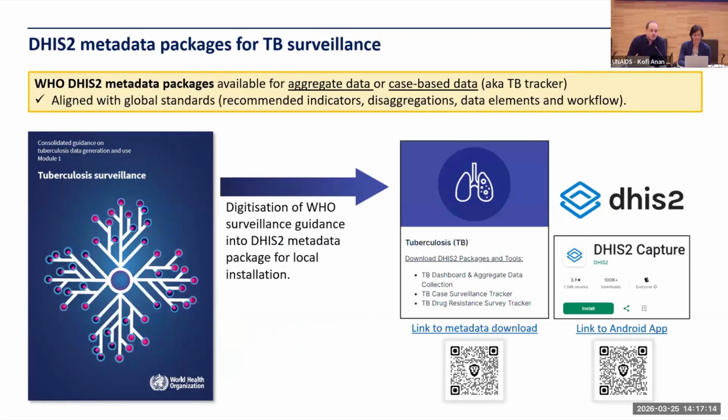So we've developed the WHO DHIS2 metadata packages for TB surveillance, which are available for aggregate data or case-based data. And these are fully aligned with our global standards in the TB surveillance guidance. So the recommended indicators, disaggregations, data elements, and workflows are all captured in this metadata package. So essentially, this is a digitization of the WHO surveillance guidance into a DHIS2 metadata package that's a ready-made solution that you can adopt for local installation and use, configure appropriately for the setting, and then use for your surveillance system. Next slide.